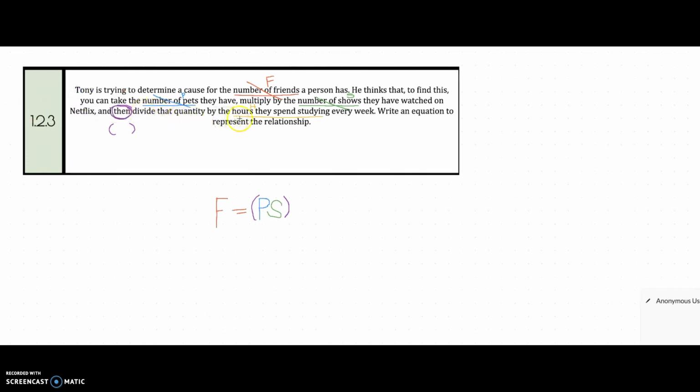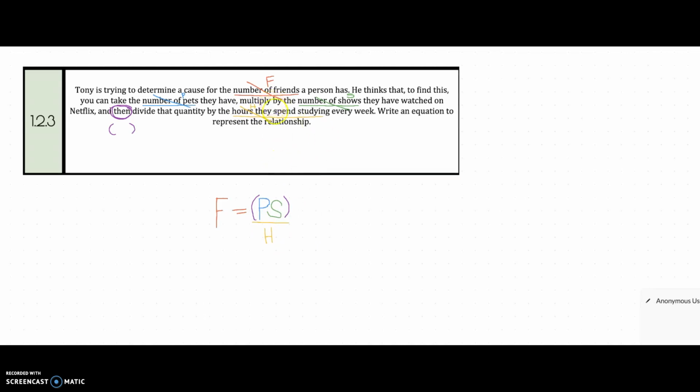So it says we divide that quantity by the hours they spend. Some of you probably think that we should use the division symbol, but as we start getting a little bit further into our math knowledge, we know that the division symbol is kind of messy and not as clean and neat as we would like. So what we really want to do is use the fraction bar for division. So I'm going to do divide by H like this.